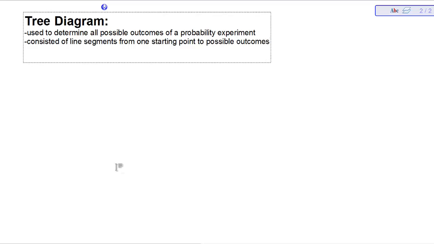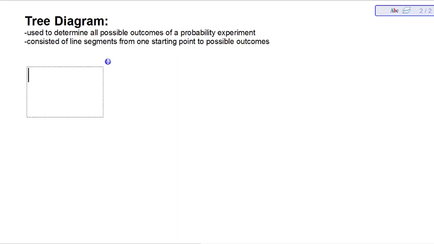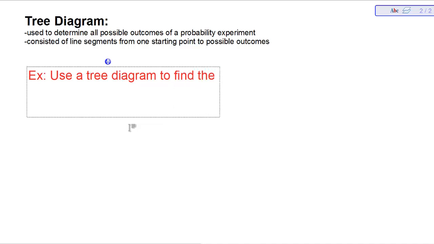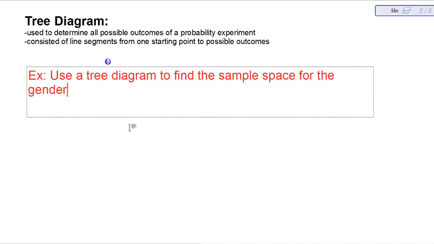So we're going to have one centralized area, and we're going to use that to start, and we're going to draw lines off of it, just like a tree. It's like branches off of a tree. So for example, if I give you, use a tree diagram to find the sample space for the gender of two children in a family.